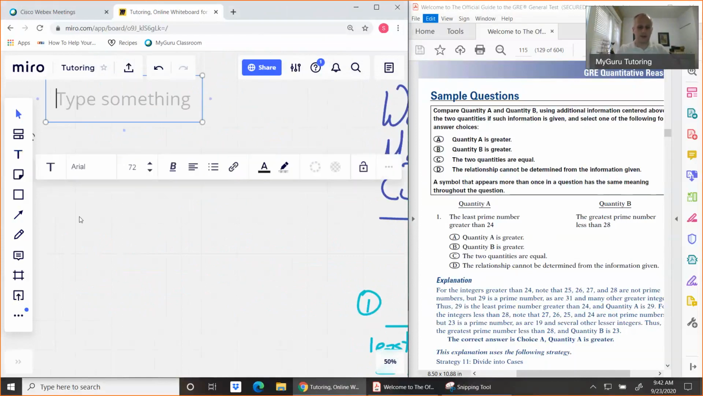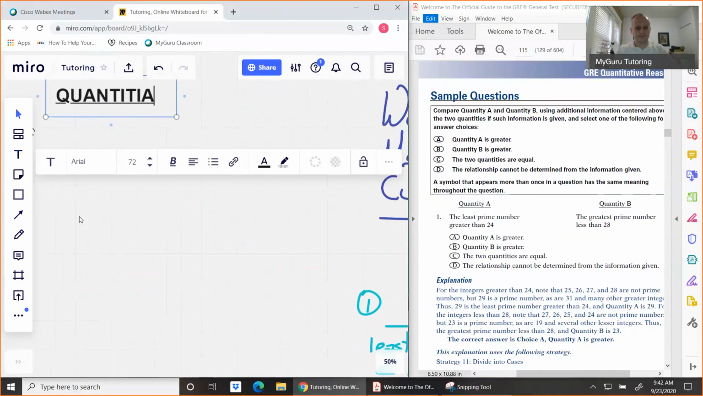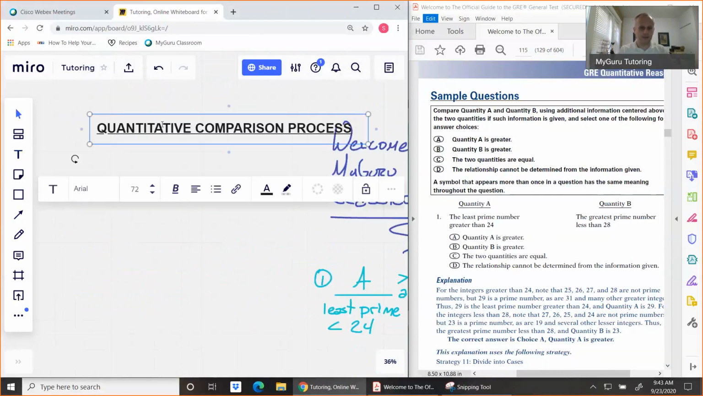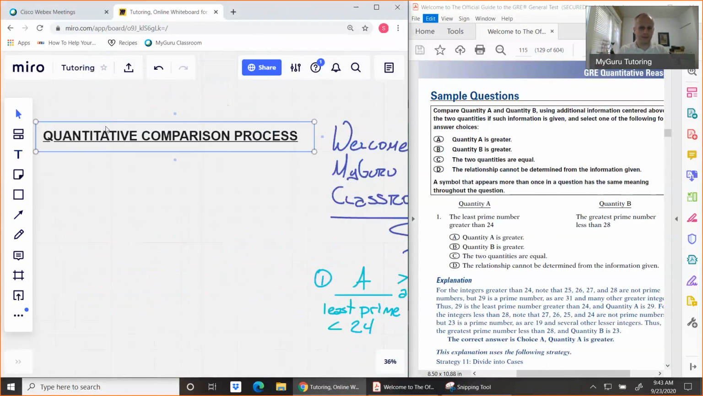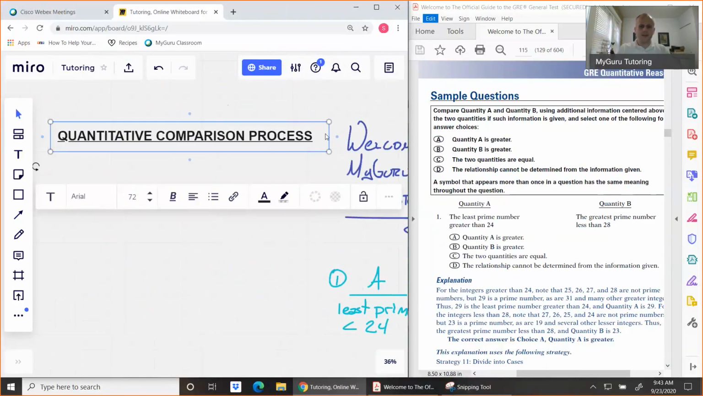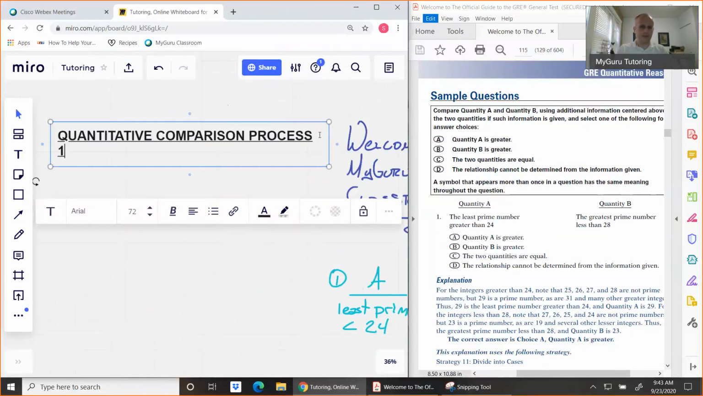This is going to be our quantitative comparison process. So step 1 is what we've already done. So set up the scratch pad.